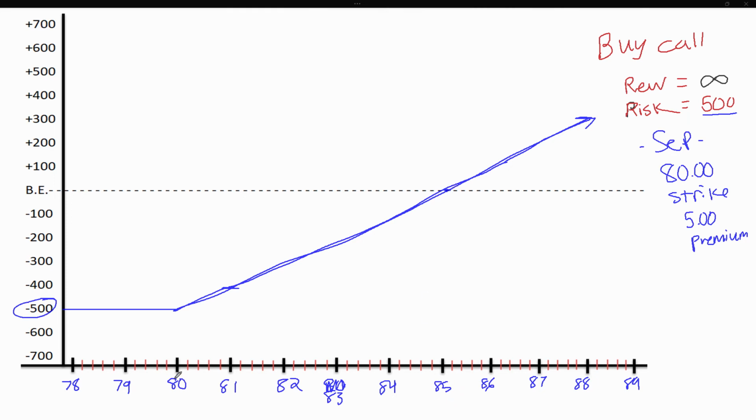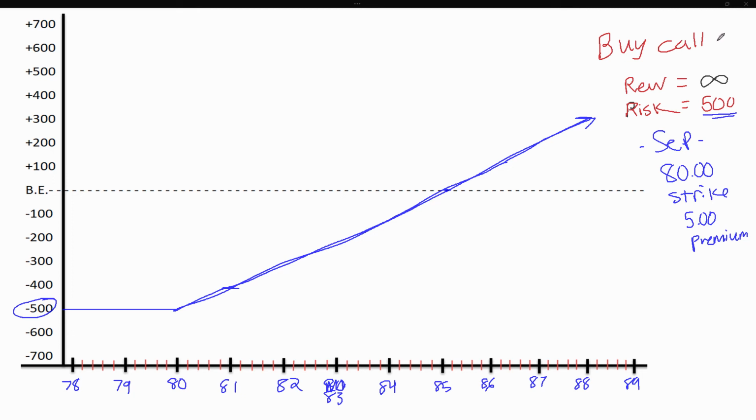I get to buy the stock at 80 and it's worth 85. That's $500 of value. Well, I paid $500 for this position to buy this call option early on. So I need the stock to be above the break even. At 86, now I'm profitable 100 bucks. At 87, I'm profitable 200. At 88, I'm profitable 300, and so on. And again, reward is infinite, meaning the stock could go up infinite amounts, right? At $120 per share, 140. The higher and higher it goes, the more money I make owning that call option.